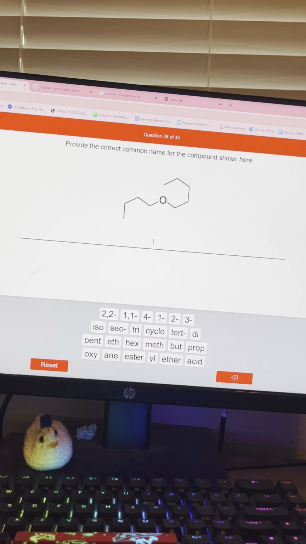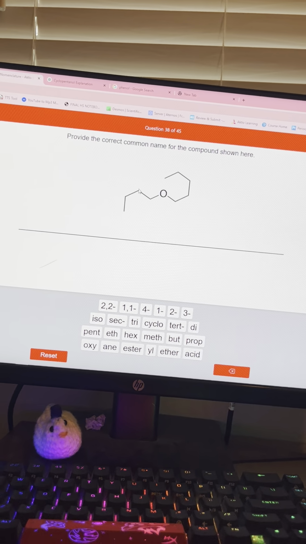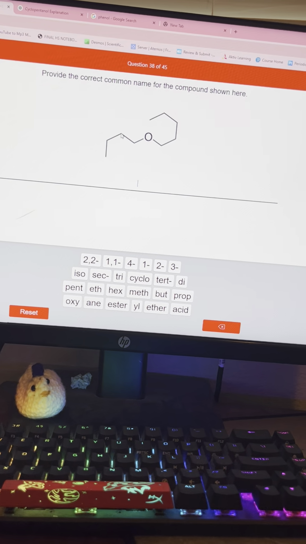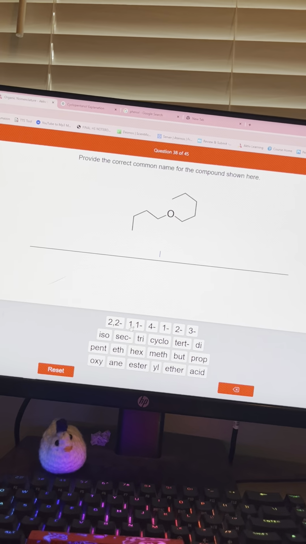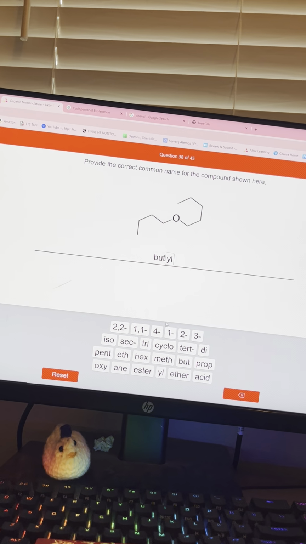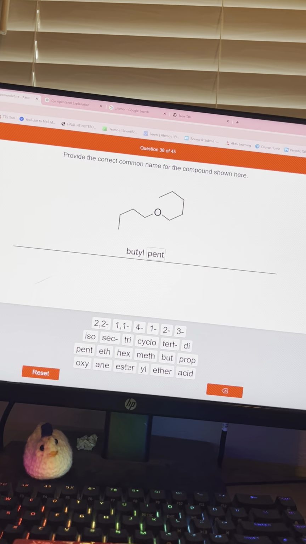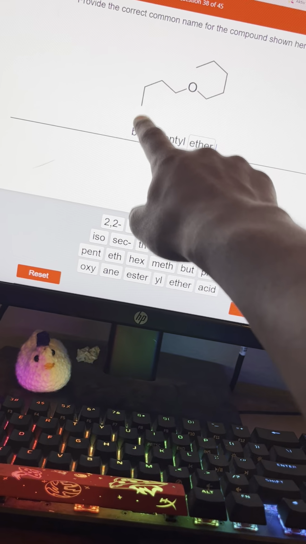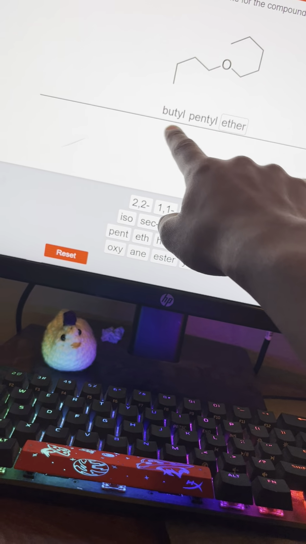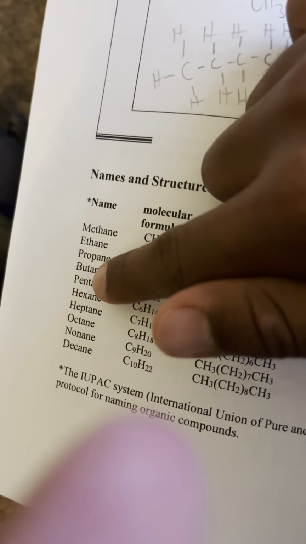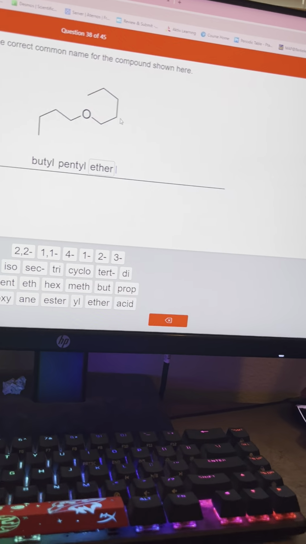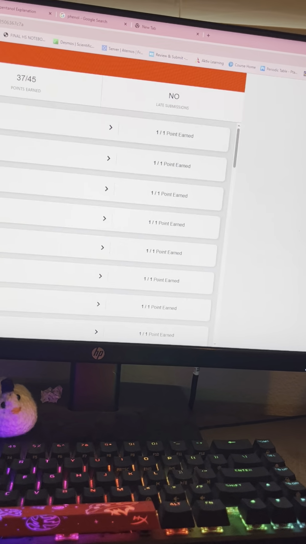So, like that. Now this one, you're going to count these. So we have 1, 2, 3, 4. 4 carbons makes this a butyl. And then we have 1, 2, 3, 4, 5, which makes this a pentyl ether. So this is pretty easy. You're just counting the carbons. So 1, 2, 3, 4. That makes it a butyl. And then 1, 2, 3, 4, 5 is pentyl.